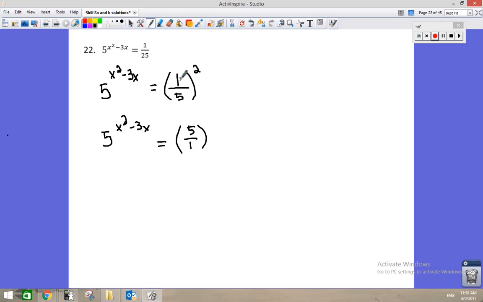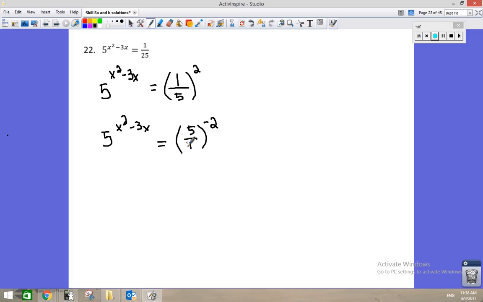And I can justify flipping this fraction if I change the sign of this exponent. A negative exponent never makes your answer negative. It just flips a fraction. It takes a reciprocal of your base. So now I have the same base on each side.